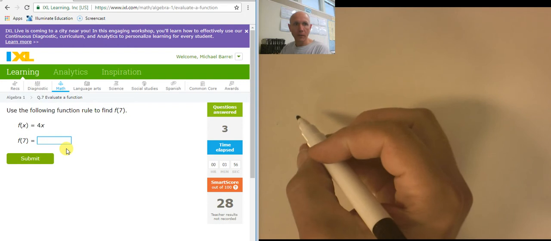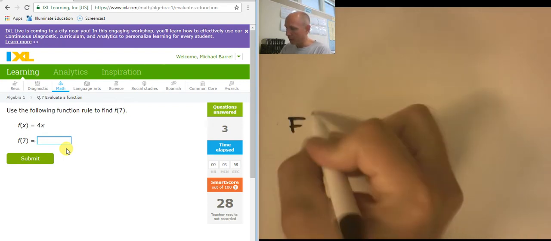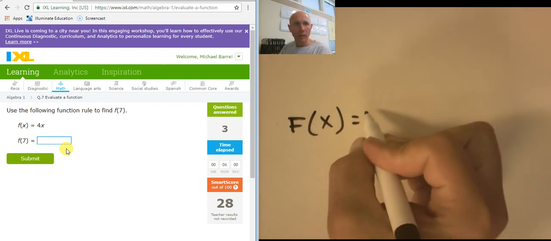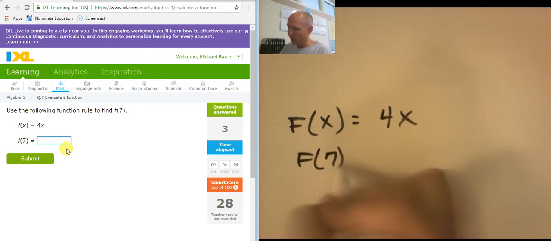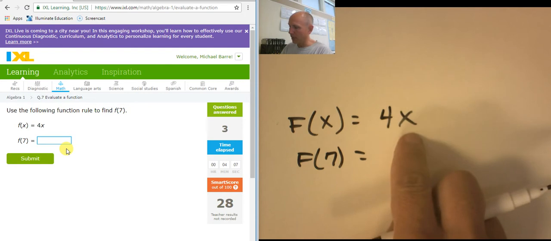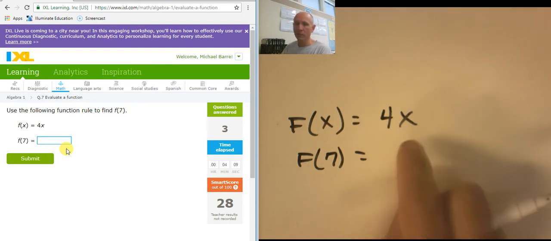F of 7. So f of x is 4x, and I want to find f of 7. So what am I looking at? I'm looking at 4 times 7. I'm going to replace the x with the 7, so 4 times 7 is 28.